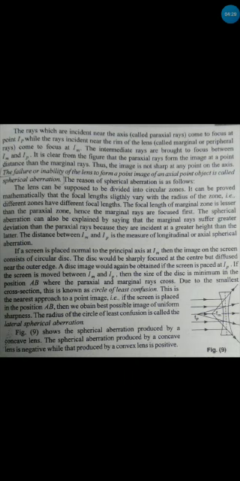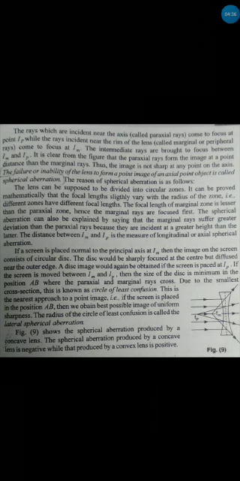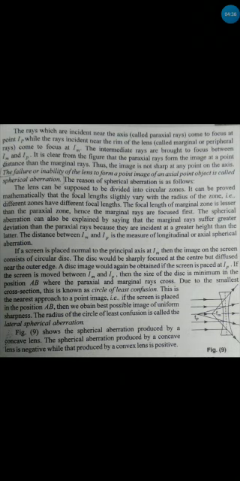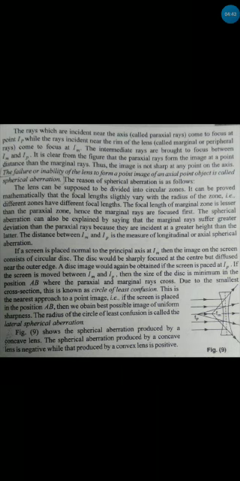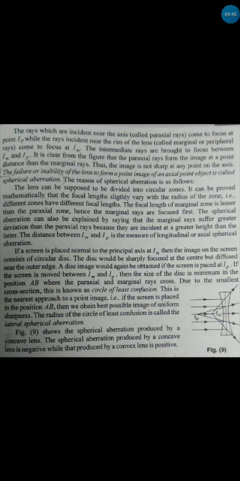Spherical aberration can also be explained by saying that the marginal rays suffer greater deviation than the paraxial rays because they are incident at a greater height. The distance between IM and IP is the measure of longitudinal or axial spherical aberration. Now, if a screen is placed normal to the principal axis at IM, then the image on the screen consists of a circular disc.